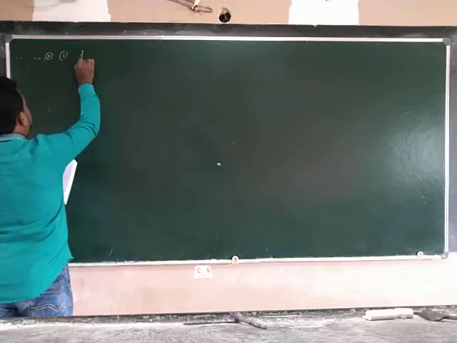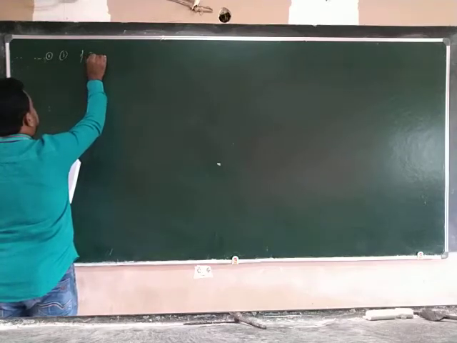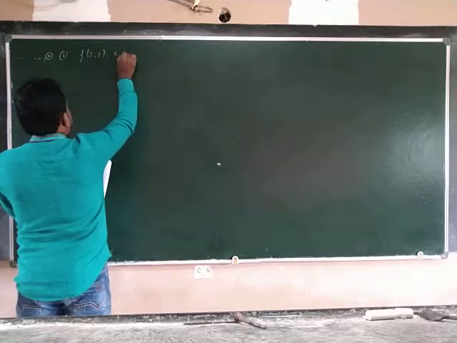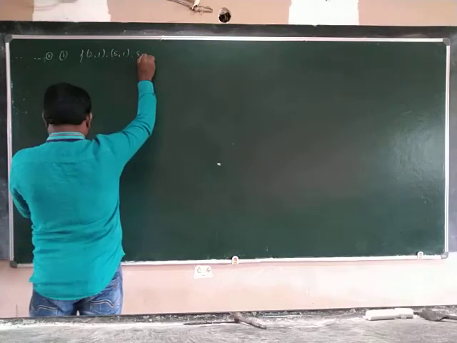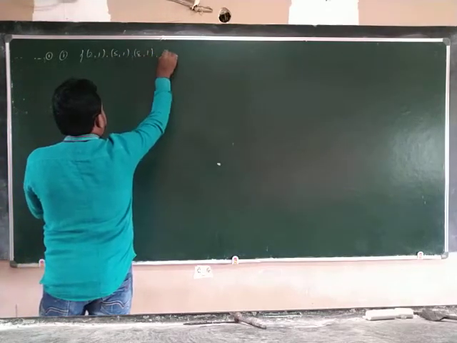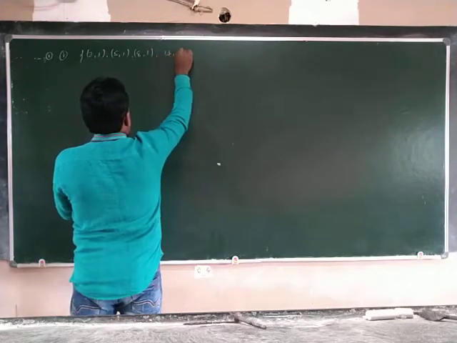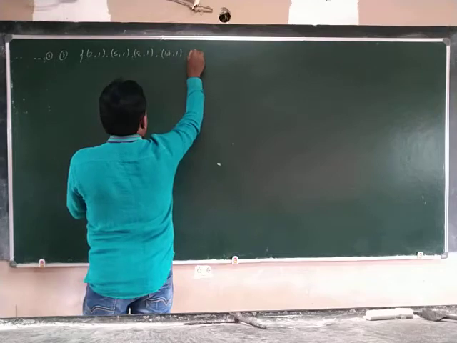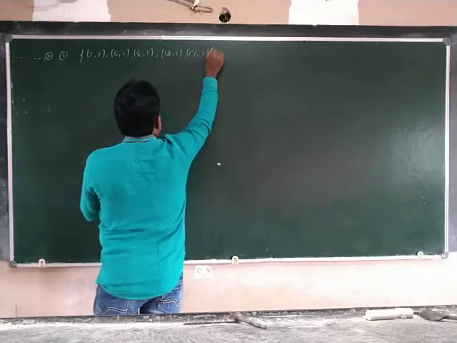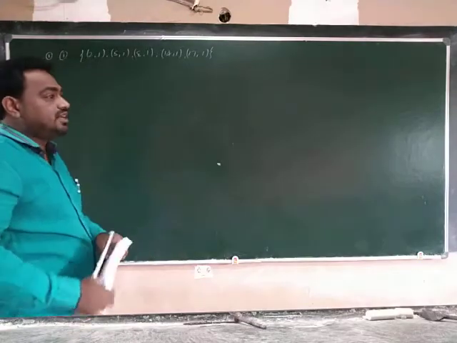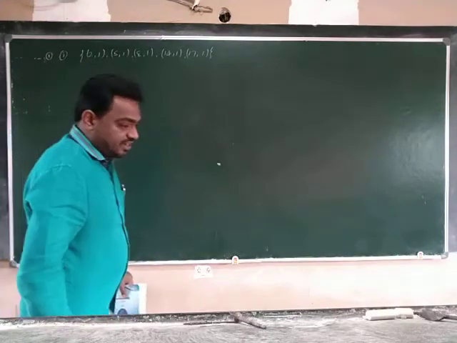First question: the set {(2, 1), (5, 1), (8, 1), (11, 1), (14, 1), (17, 1)}. This is the given relation. See, is this relation a function or not?